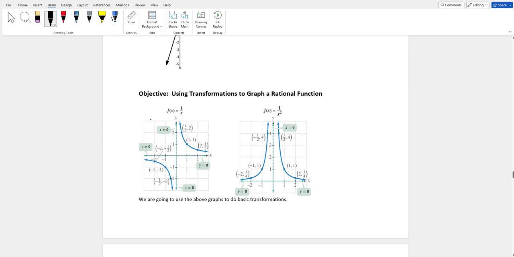Now we're going to use transformations to graph rational functions. We're going to start off with these base graphs. The first graph is f of x is equal to 1 over x, and the second graph is f of x equal to 1 over x squared.